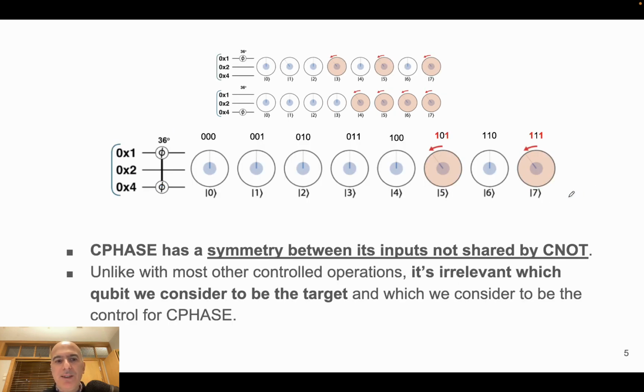It is extremely important to note that CPHASE has a symmetry between its inputs. So it doesn't really matter which is the target and which is the control qubit. And this is very different from the CNOT, where there is this asymmetry. So CPHASE is symmetric with respect to control and target qubit. Unlike most of the other control operations that we will also see later on in this course, it's really irrelevant which qubit we consider to be the target and which we consider to be the control for CPHASE. And the reason for that is that the phase operates only on a qubit with value in the state 1, and the control condition is only acting when the quantum state is in 1.